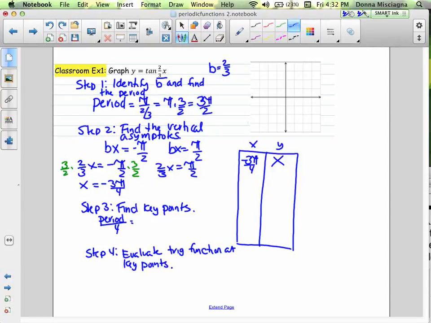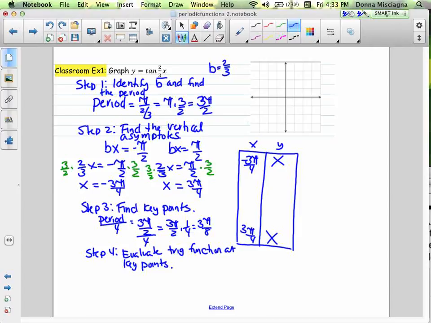We'll do the same thing for the other vertical asymptote. We'll multiply both sides by 3/2, and here the 2/3 will cancel with the 3/2, and we'll have x equals 3 pi fourths. So that's going to be our 5th point, and that's going to be another vertical asymptote. So to find our key points where the other 3 are going to occur, we take our period, which is 3 pi halves, and we simply divide that by 4. That's going to be the same as 3 pi halves times 1/4, or 3 pi eighths.